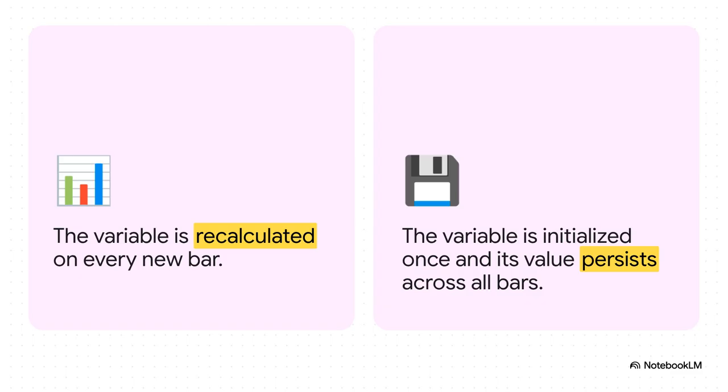PineScript also has what you could call two memory modes for variables. By default, your variable's value gets recalculated on every single price bar. But what if you need to, say, count the number of buy signals? For that, you use the special keyword var. This tells PineScript, hey, create this variable just once and let its value carry over from one bar to the next. It's absolutely perfect for things like running totals.